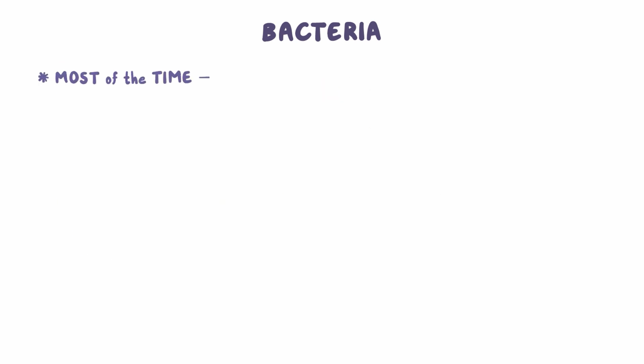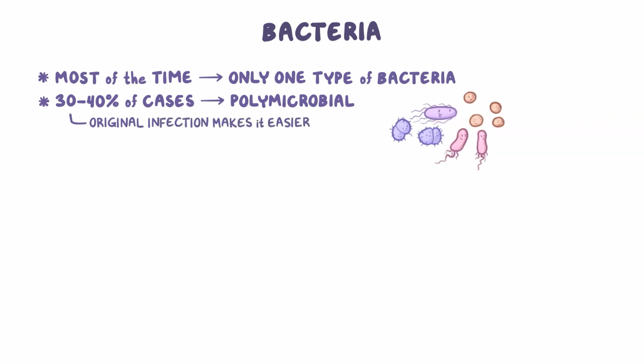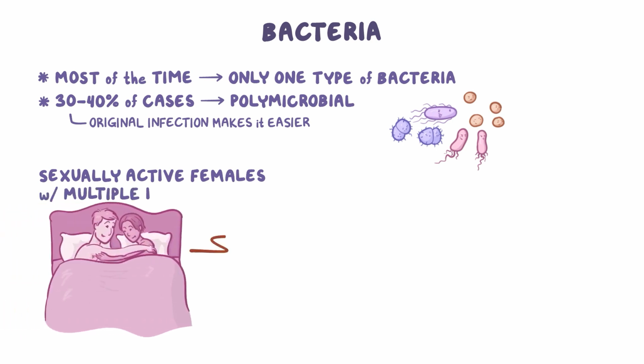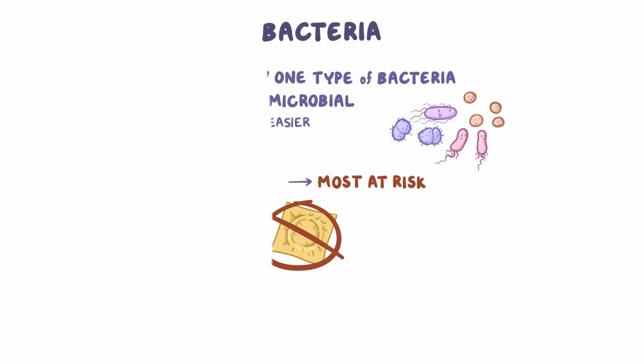Most of the time, the infection is caused only by one type of bacteria, but in 30 to 40% of cases, it becomes polymicrobial. Essentially, the original infection makes it easier for other bacteria to settle into the reproductive tract. Because of the relationship with chlamydia and gonorrhea infections, sexually active females, particularly those that have multiple sexual partners and don't use condoms, are at most risk of developing PID.